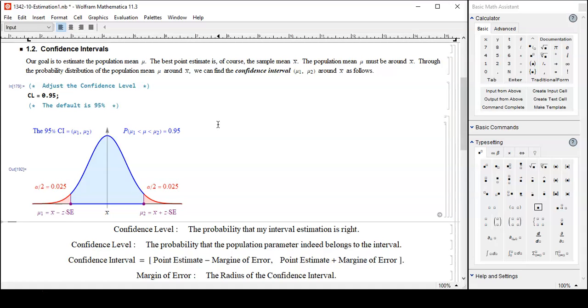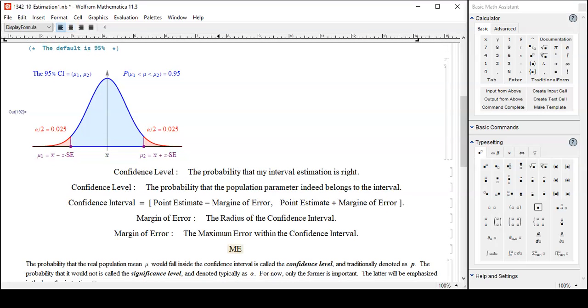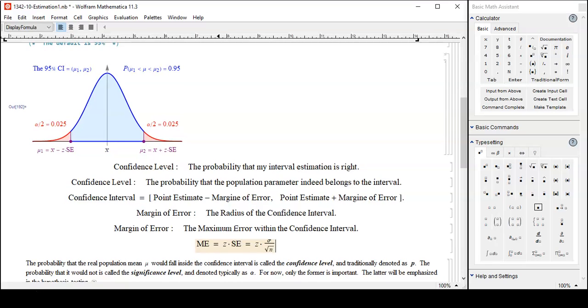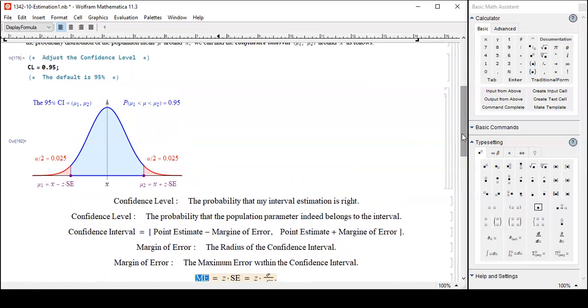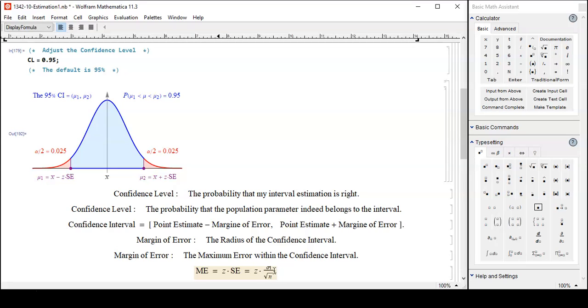Yes, there is. It turns out that margin of error is z times SE, and we are going to talk about why that is the case a little bit later in a separate video. So margin of error is z-score times SE, and that is z-score times sigma over square root of n. When sample size is big, then square root of n is big, so sigma over square root of n will become small. So standard error is small, and multiplying by z, the margin of error will become small. So even with a big confidence level, I can reduce the margin of error by taking a large sample.